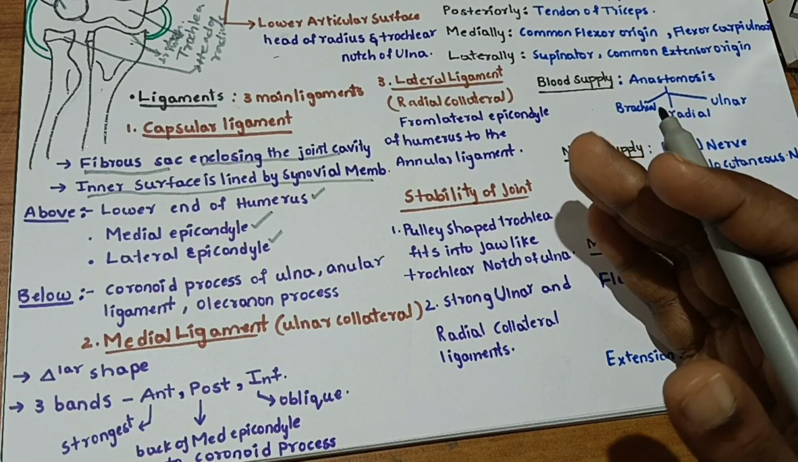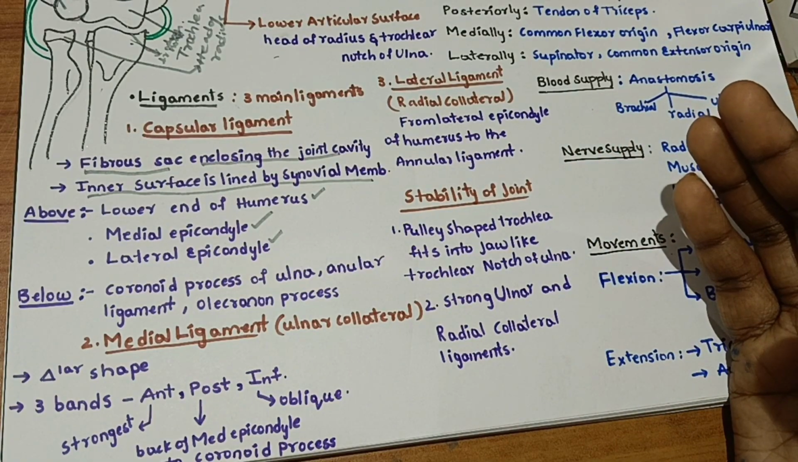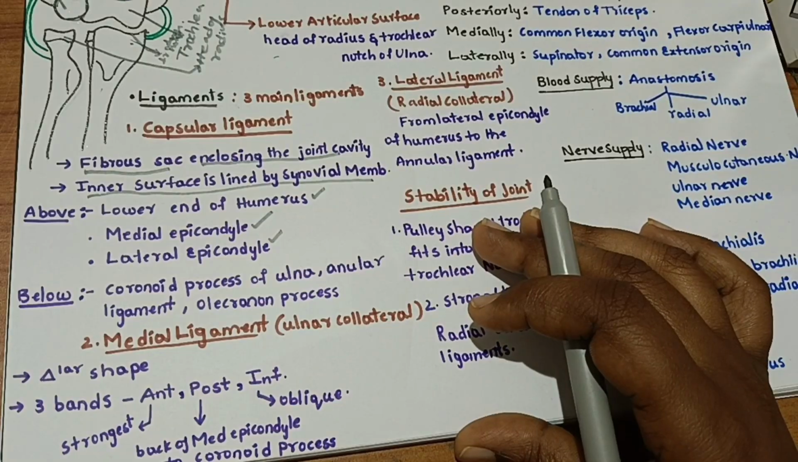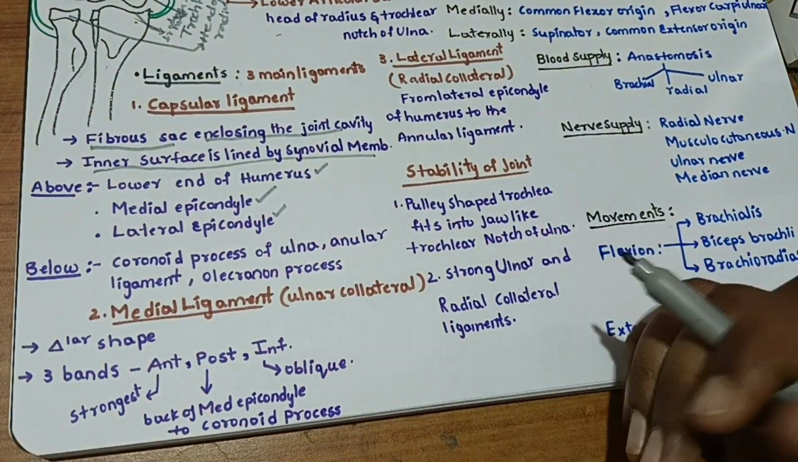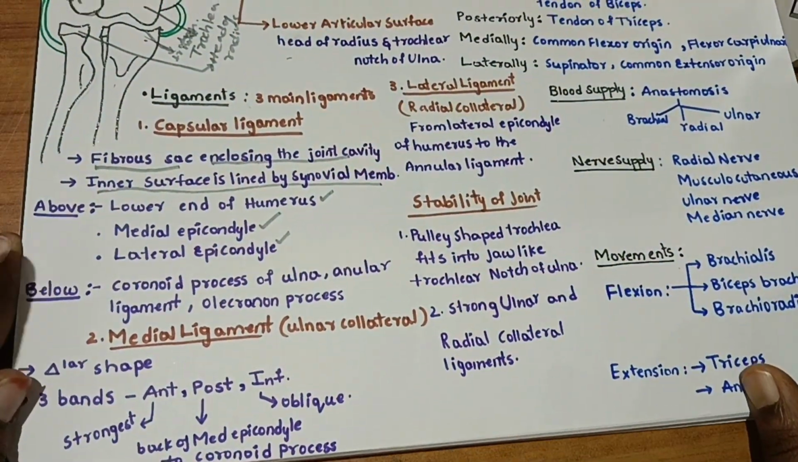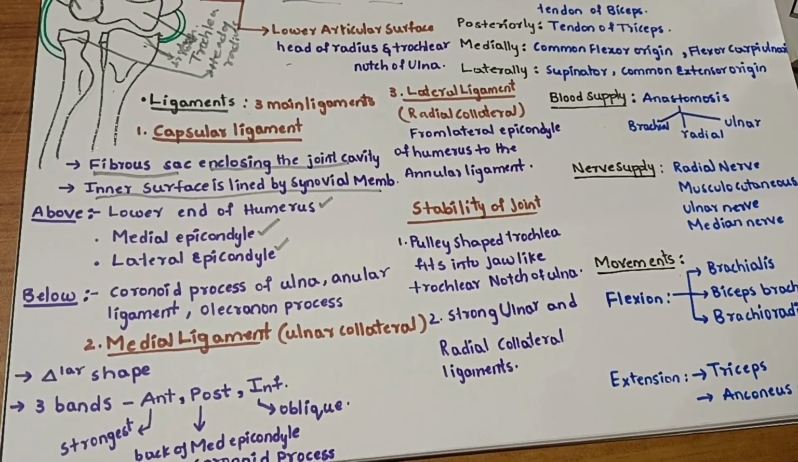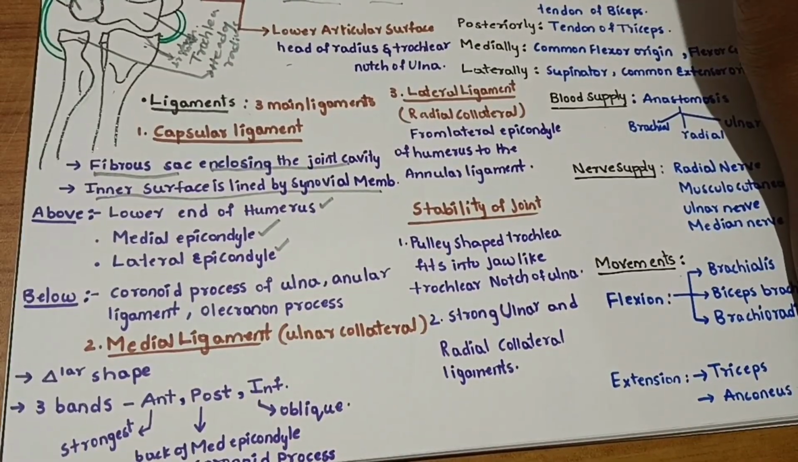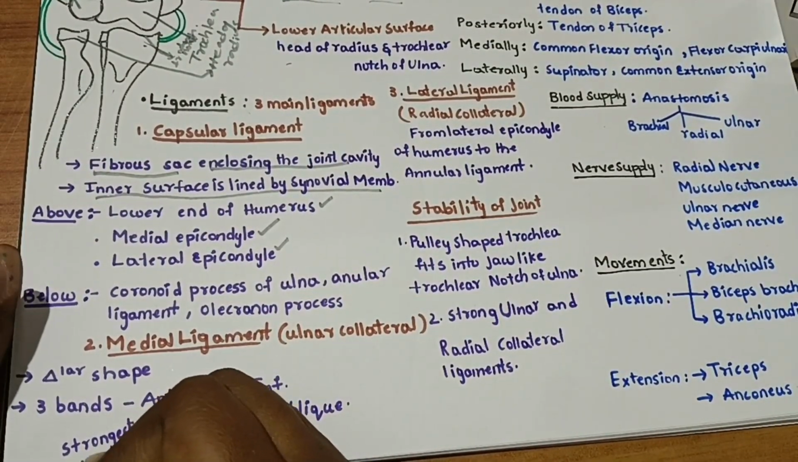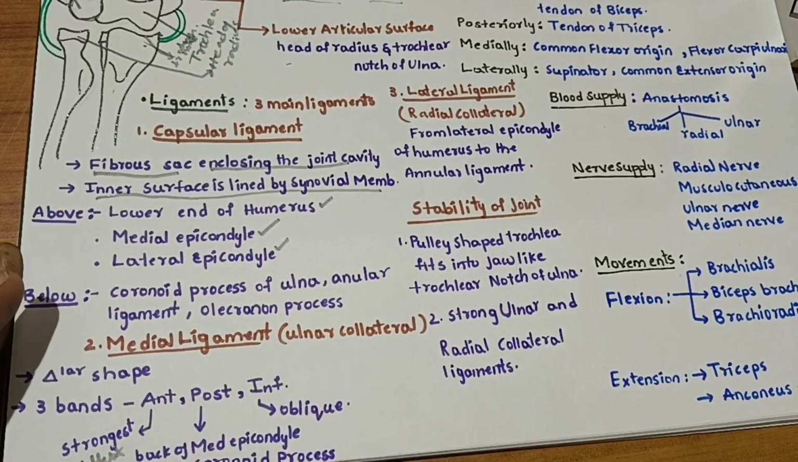It is also known as the ulnar collateral ligament. It is triangular in shape, containing three bands. What are they? The anterior, posterior, and inferior band. The anterior band is the strongest and stiffest band.